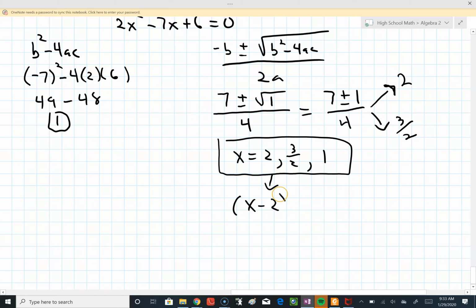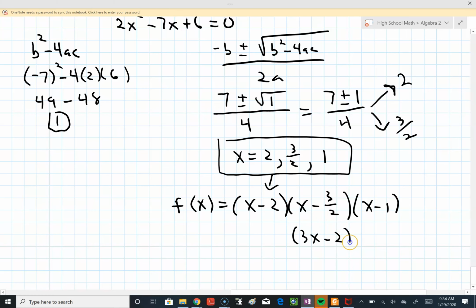x minus 2, x minus 3 over 2, and x minus 1. This is the same as our original factored stuff. And this x minus 3 over 2 you could rewrite as 3x minus 2, which has the same zero. All right. If those are the zeros, those are the associated factors. Yes, Natalie?